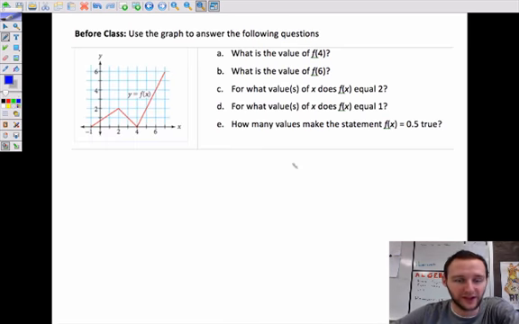Before class, you're going to be doing something similar to the examples I just did. You're going to find the value of f of 4 and f of 6. You're going to find x when f of x equals 2 or 1. And then you're going to answer this question: how many values make f of x equals 0.5 true? So how many different places does f of x equal 0.5?